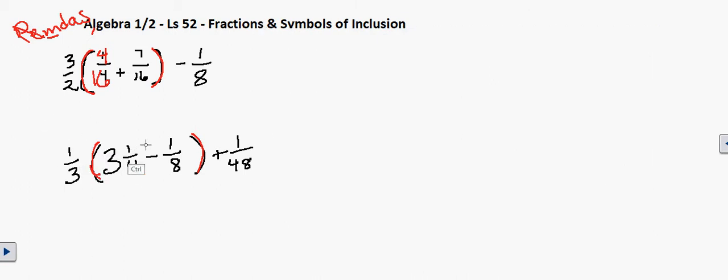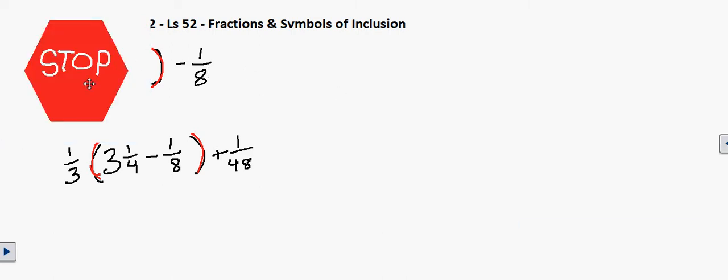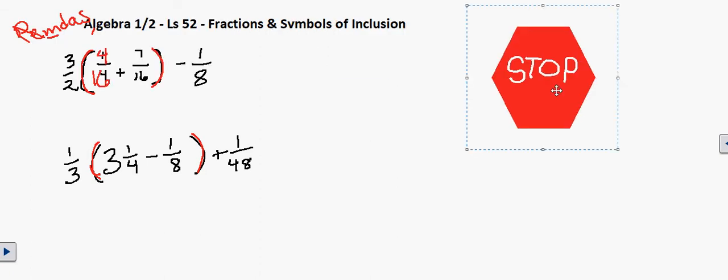Next problem, we're going to follow the same order of operations, starting with our symbols of inclusion. Now we have rational expressions. I want you to stop the video, try this for yourself in your math notes, and then resume when you want to check against what I did. All right, pause.